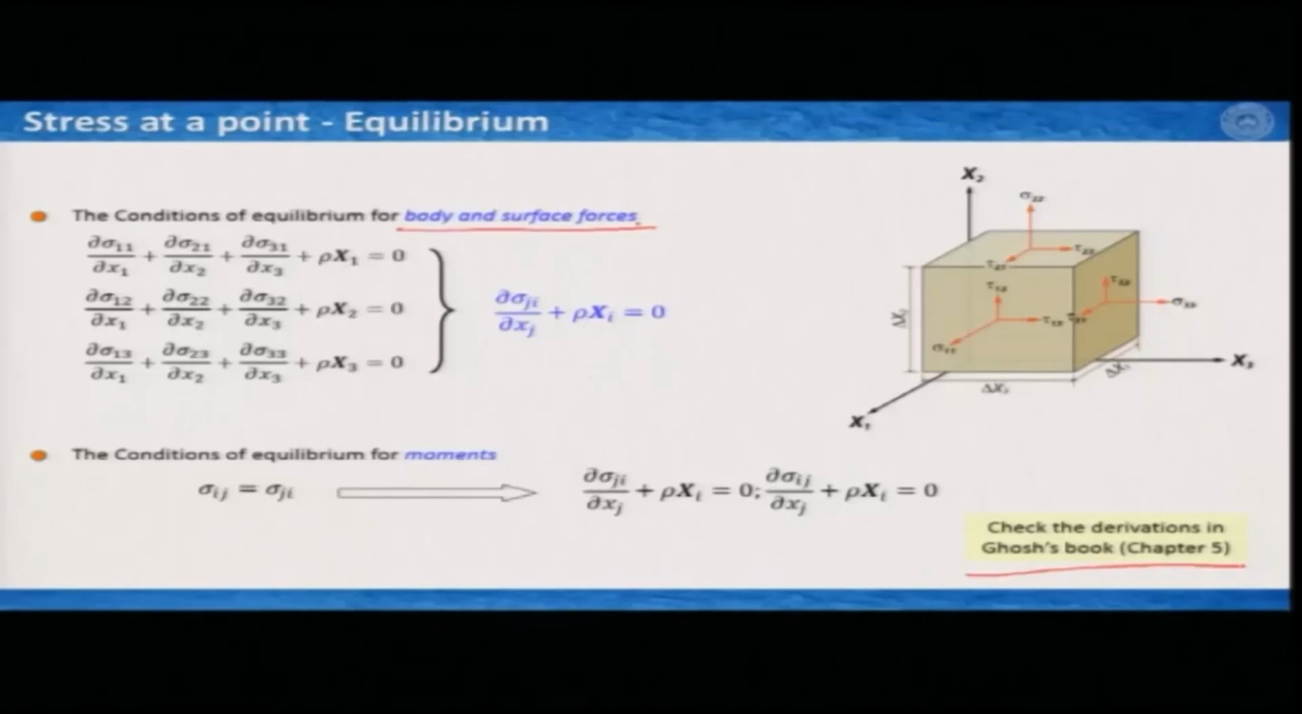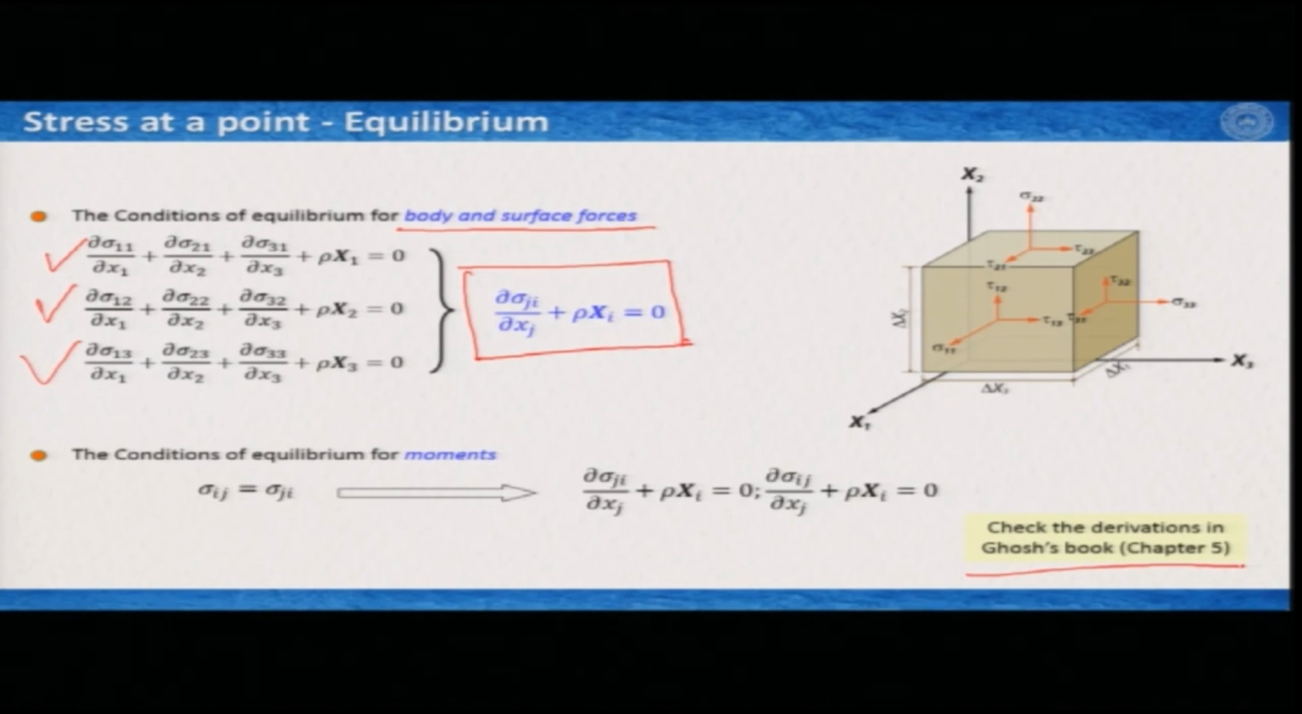So, if it has to translate, then we have to consider the body and surface forces. That means the sum of body and surface forces in a particular direction should be 0. That means they are balanced. So, this is for x1 direction, this is for x2 direction, this is for x3 direction. You can get these three equations, and in index notation form you can write it this way.